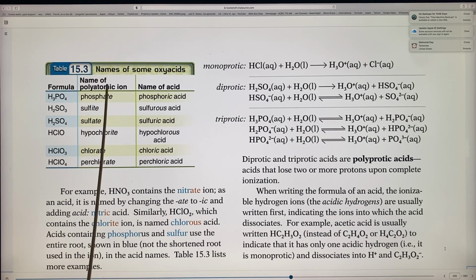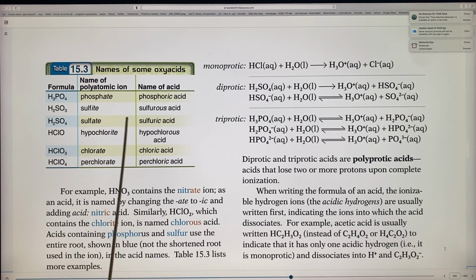Phosphate, you turn the -ate into -ic. Always, -ate to -ic, so phosphoric acid. Now this is -ite. -ate to -ic, and -ite to -ous. So sulfite is turned to -ous. So there are two different endings: one is -ic and one is -ous.